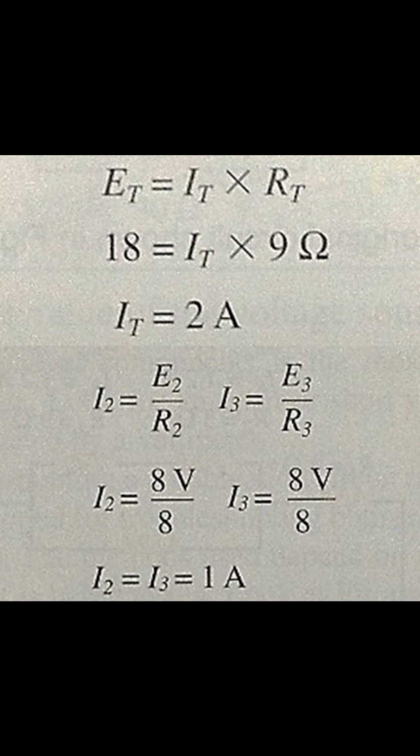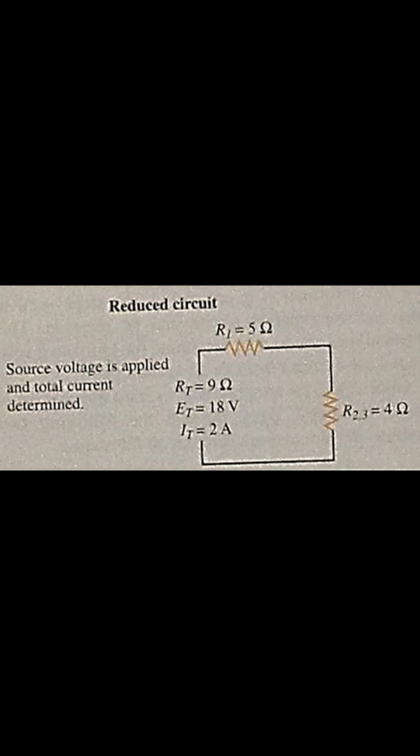Once the total circuit current value is determined, it can be applied to the simple series circuit to determine the voltage drop values. Remember that the current anywhere in a series circuit is the same. Thus, 2 amperes of current flow through R1 and R23. The voltage drop across R1 is 10 volts, or 2 amps times 5 ohms. The voltage drop across R23 equals 8 volts, or 2 amps times 4 ohms. See the upper right circuit of figure 8-4.